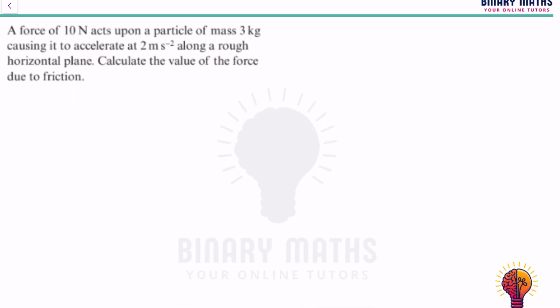A force of 10 newtons acts upon a particle of mass 3 kg, causing it to accelerate at 2 meters per second squared along a rough horizontal plane. Calculate the value of the force due to friction.